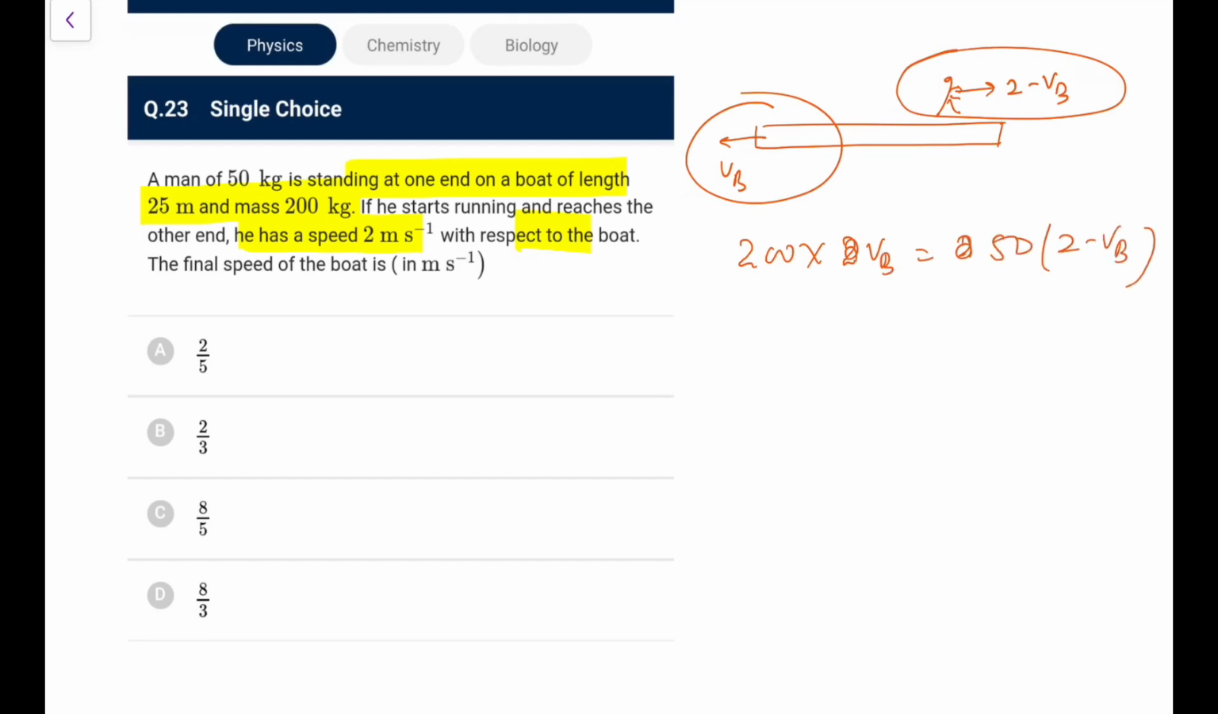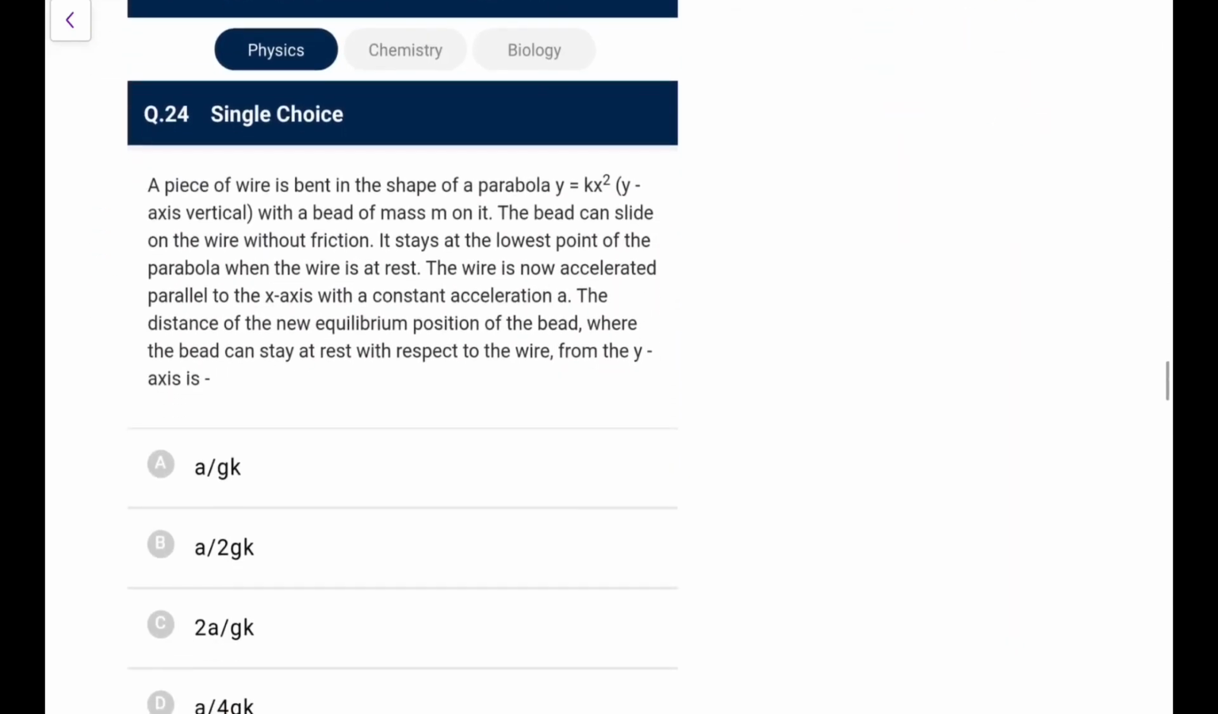Let me draw it again. It is VB and this is 50. So 200 VB, 50, this is 4. So 4 VB is equal to 2 minus VB. So VB comes out as 2 by 5, that is 0.4 meter per second. 2 by 5 is the option. So option A I'll go for. Next one.